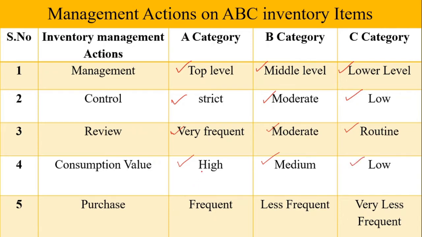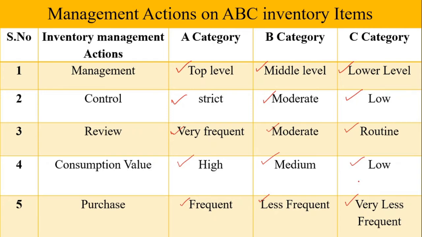Purchase. When the consumption is very high, purchase is going to be frequent. Continuously we need to buy because the consumption value is very high. It is necessary to purchase the A category material more and more frequently. Whereas in the case of B category, it is less frequent compared to A. And in case of C, very much less frequent compared to A and B category.